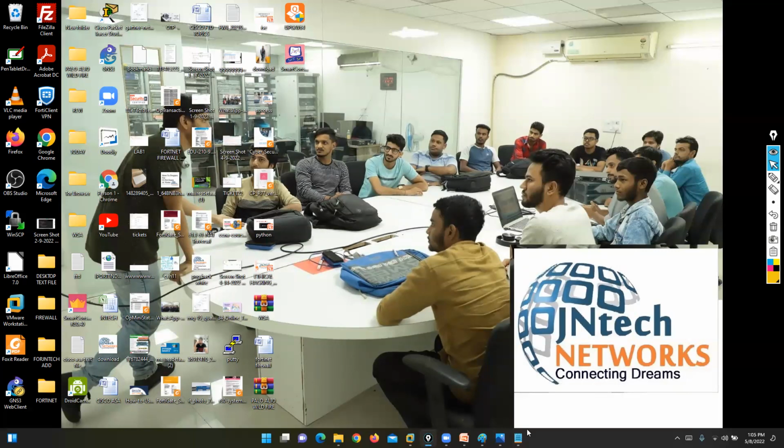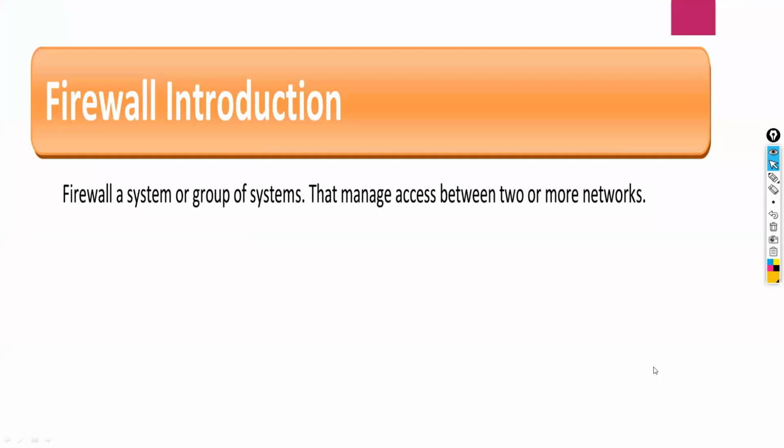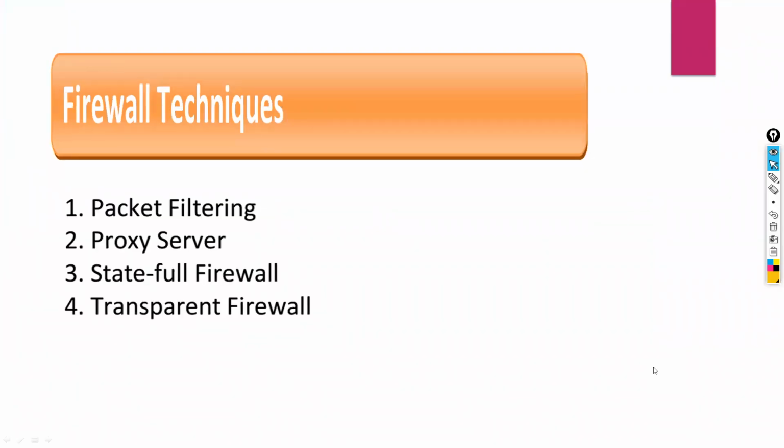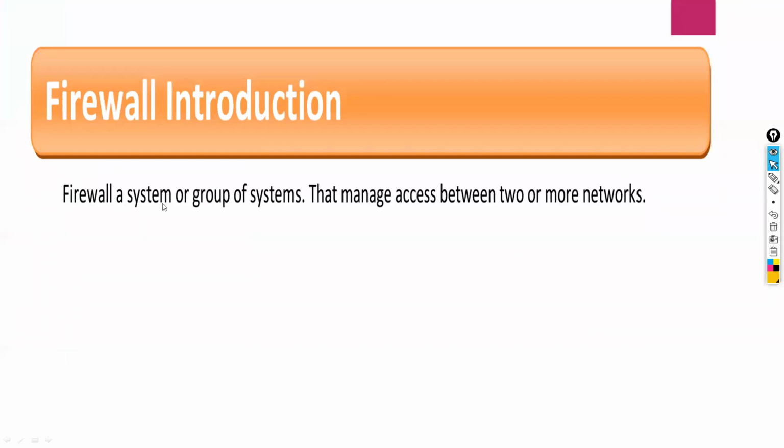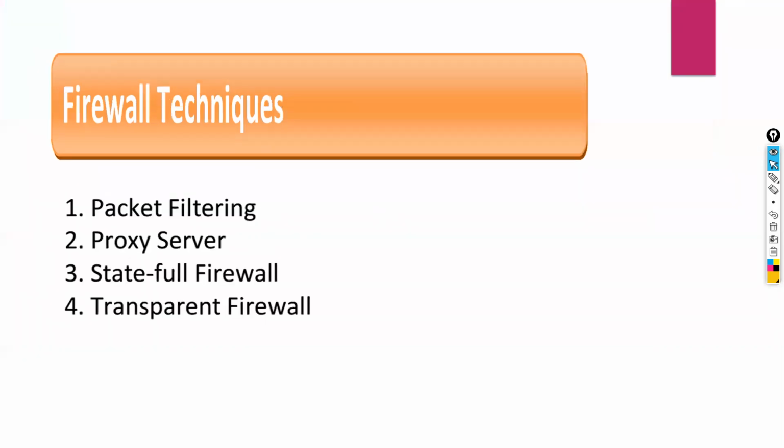Now, if you talk about Cisco ASA, let's first talk about firewall techniques. If you talk about only the firewall term, what is a firewall? A firewall is a system, or you can say a group of systems, that manages access between two or more networks. And if you talk about firewall techniques, these are the common techniques for any vendor.